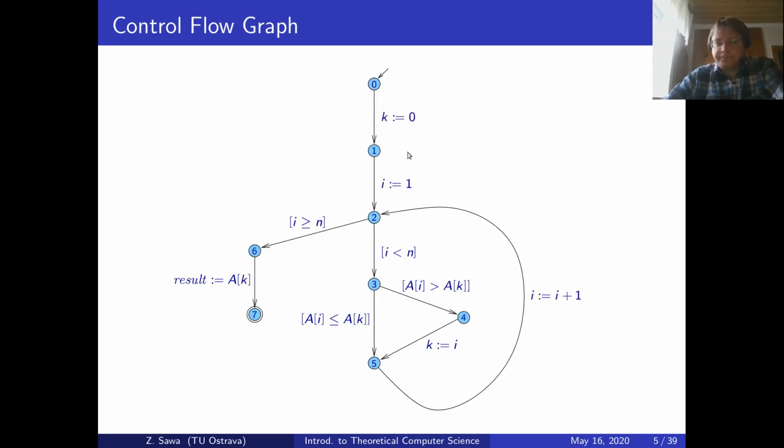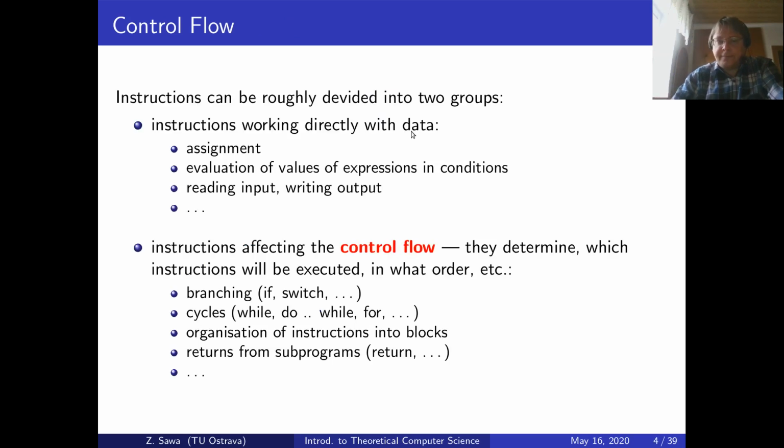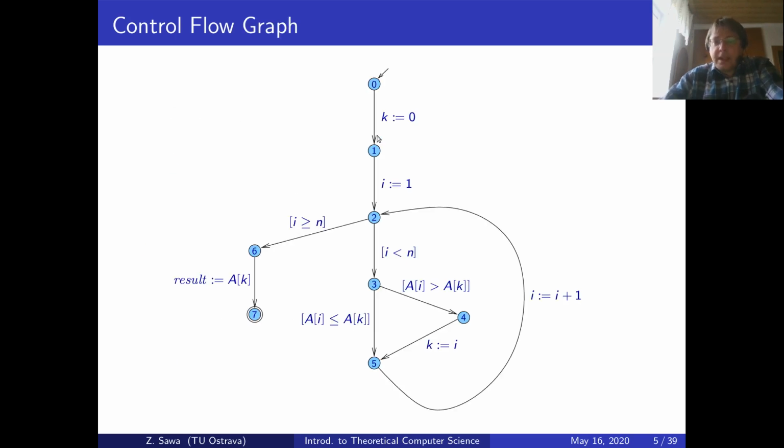So this algorithm that was described in pseudocode is here represented in the form of a control flow graph, where the edges of the graph are labeled with instructions of this first kind, like assignments and evaluations of expressions, and so on. So this is initial. This is denoted as the initial control state.